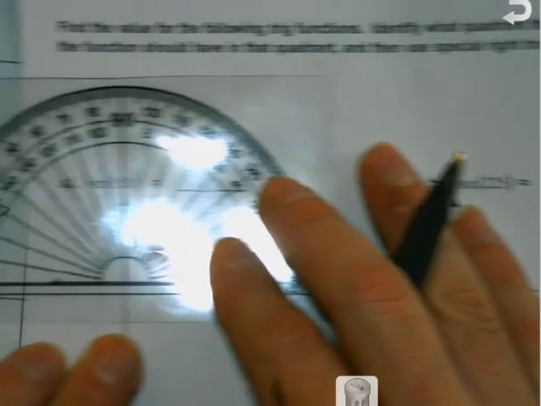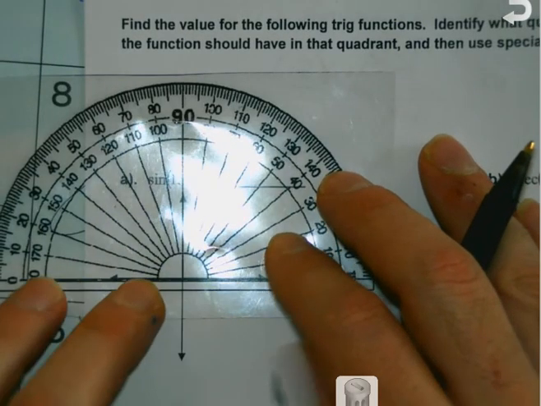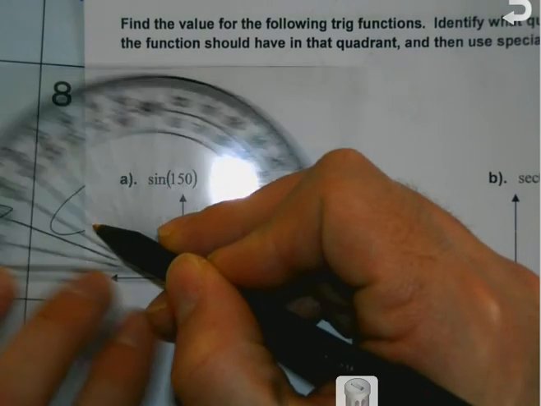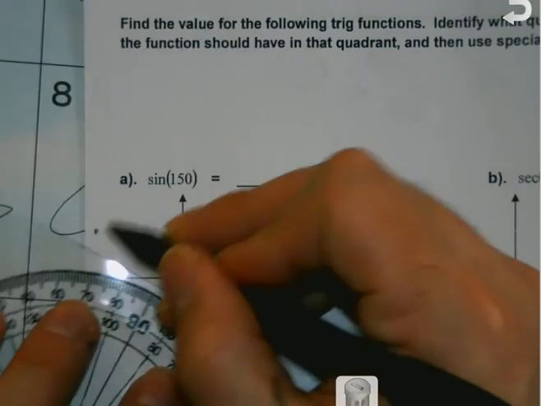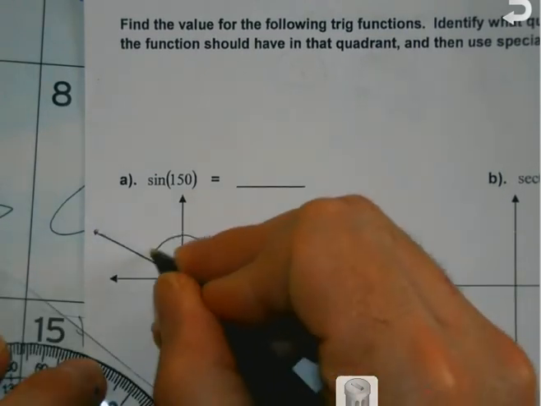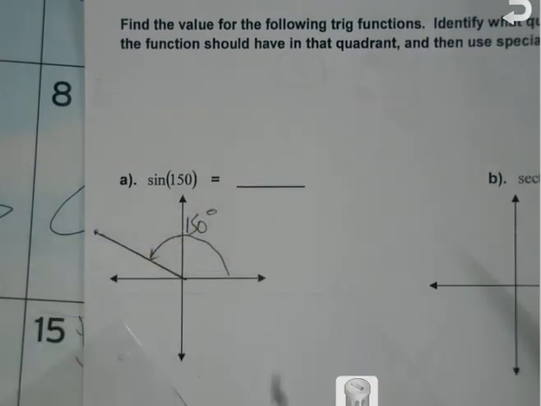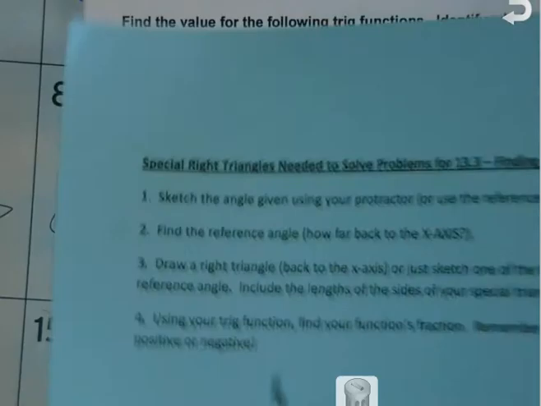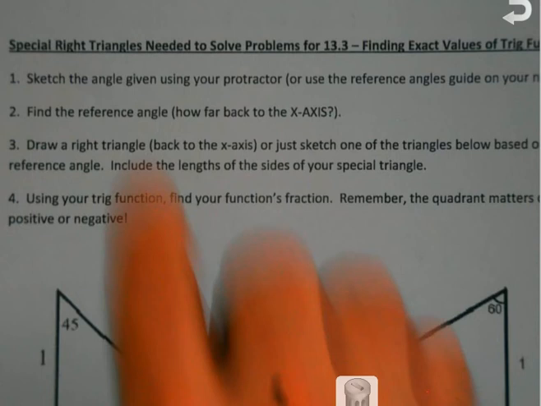If you still need a protractor, I still have some floating around over there. So I get lined up and I'm like, hey, 150, I can actually see 150 on here. I don't even have to do something fancy. So I get my 150 here. Okay, there's 150 degrees. Now what? Well, this again is where your handy dandy help sheet comes in handy, because it tells me every single step to do. Okay, sketch the angle given with your protractor.